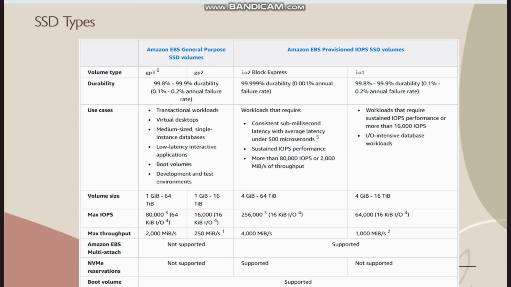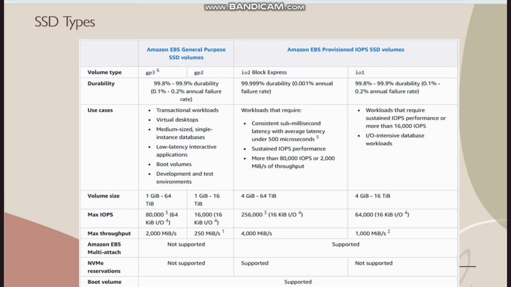The volume size for GP2 is 16 terabytes and GP3 is 64 terabytes. The maximum IOPS for GP2 is 60,000, but GP3 provides 80,000. The throughput for GP2 is only 250 megabytes per second, and GP3 provides 2000 megabytes per second. The multi-attach EBS volume is not supported in both GP2 and GP3, and boot volume is supported for both SSD volumes.